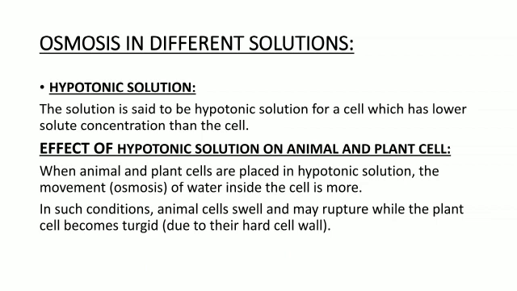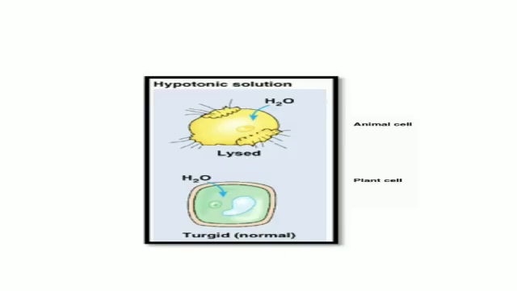The movement of water into the cell will be more, because in the hypotonic solution the water is high in amount, while in the cells the water is not in that high an amount. So the water will move from the region of higher to the region of lower concentration, and due to this movement of water inside the cell, the animal cells will swell and may rupture, while the plant cells become turgid. The plant cell will not rupture because the plant cell wall is hard.